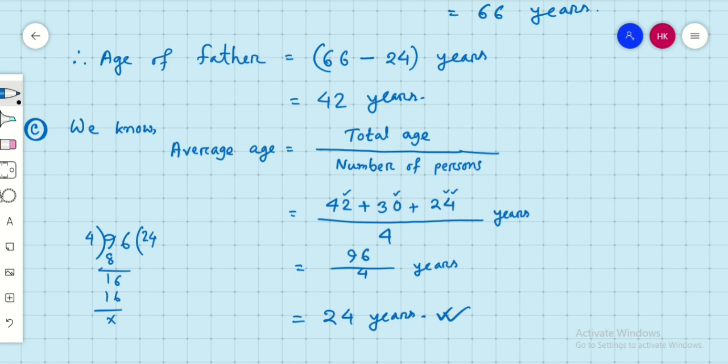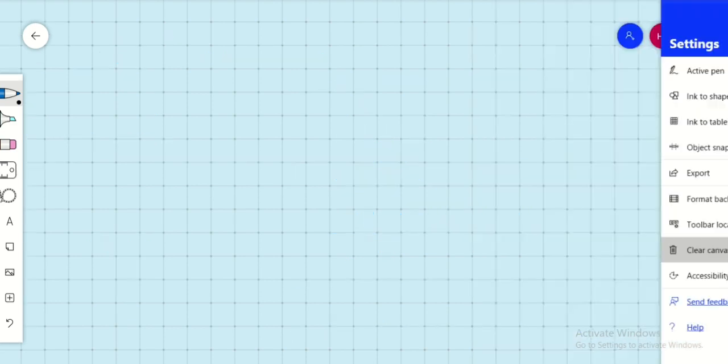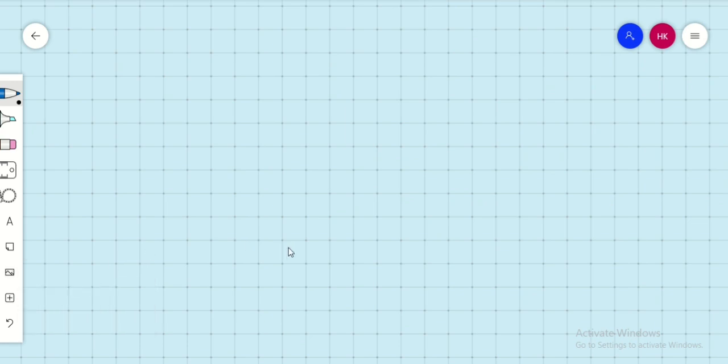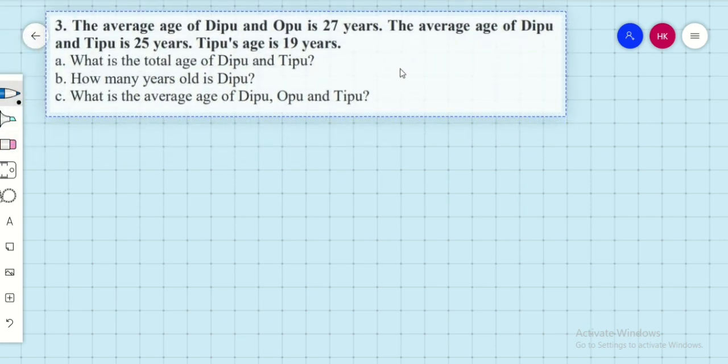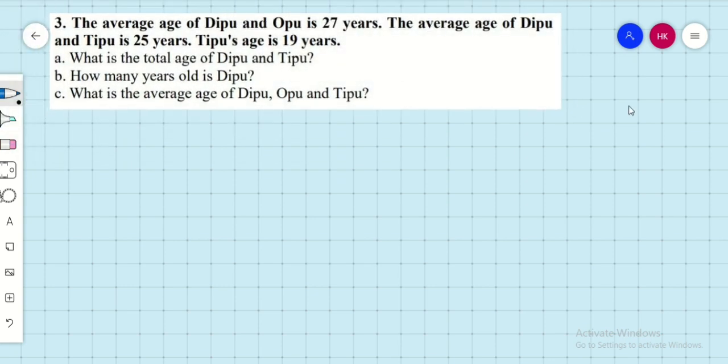Now we want to move to our next question, question number 3. You can see question number 3 on the screen. Another problem involving average age. Question number 3, we want to read the question at first. The average age of Deepu and Opu is 27 years, and then the average age of Deepu and Tipu is 25 years. Tipu's age is 19 years. What is the total age of Deepu and Tipu?